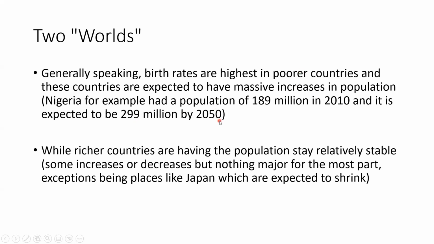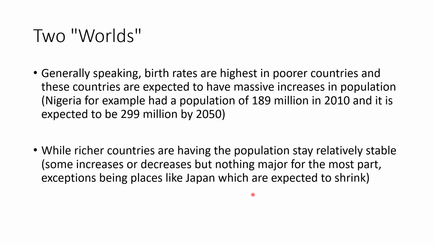And we're seeing similar things like that in a lot of less affluent countries. And in the richer countries, we're seeing population is more or less stable. In some cases, we're actually seeing slight decreases. Places like Japan, Russia are expected to have decreasing populations going forward. So we've kind of got these two different scenarios going on depending on the level of wealth in that country.